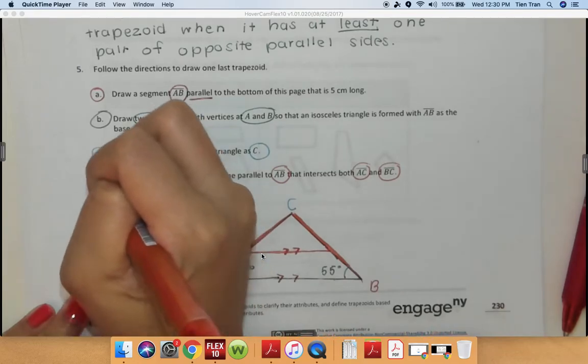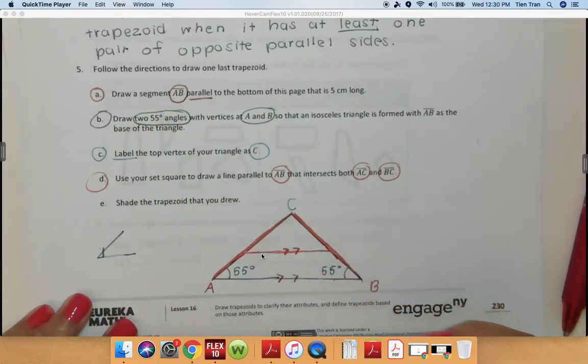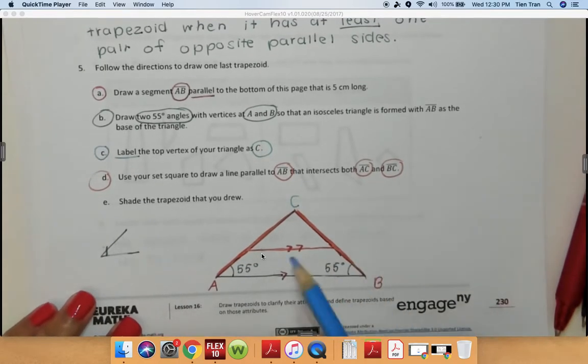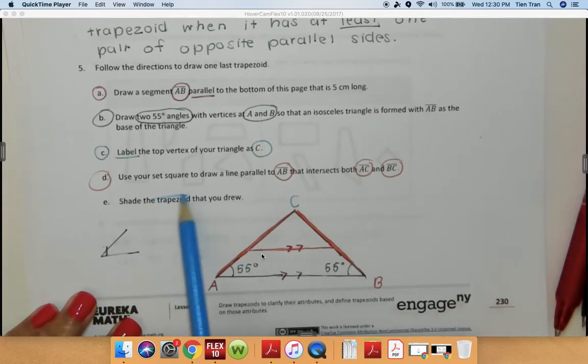Okay, so that's D. And then E, shade the trapezoid that you drew. So they want me to shade the trapezoid. Now, I'm going to use a different color. Okay, so they're not asking for the triangle. They're asking for the trapezoid. So this is the trapezoid, and that's what I'm shading in.